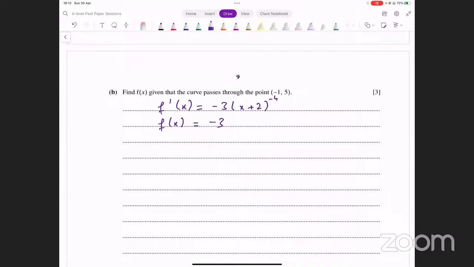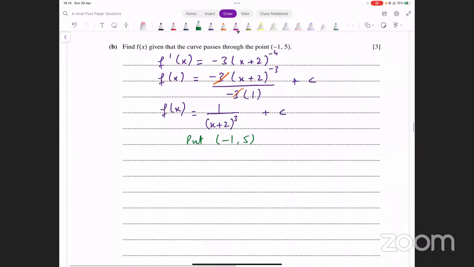-3 remains as it is। We add 1 to the power x plus 2 whole raised to power -4 plus 1। That's -3 divided by -3। न्यू पावर से आपने डिवाइड कर दिया, जो अंदर वाला पार्ट है उसके डेरिवेटिव से डिवाइड कर दिया, which is 1। -3 and -3 get cancelled, and it turns out we have 1/(x+2) whole cube left. ठीक है, but remember whenever we integrate something we have a plus c there. Do not forget that. अब क्या करेंगे, अब हम ये वैल्यू को ये पॉइंट इनपुट कर देंगे. So we put -1 and 5. x की जगह पे -1 डाल दें और f of x या y की जगह पे आप 5 डाल दें.